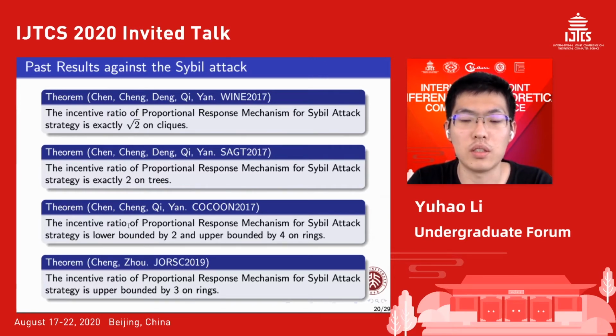Further, the incentive ratio of the proportional response mechanism for the Sybil attack is lower bounded by 2 and upper bounded by 4 on rings. And this upper bound was improved to 3. But there is a reasonable conjecture that the incentive ratio is bounded by 2, and this bound is tight for any general network. But there is still a gap between the lower bound and upper bound on rings, and there has been no result on general networks.